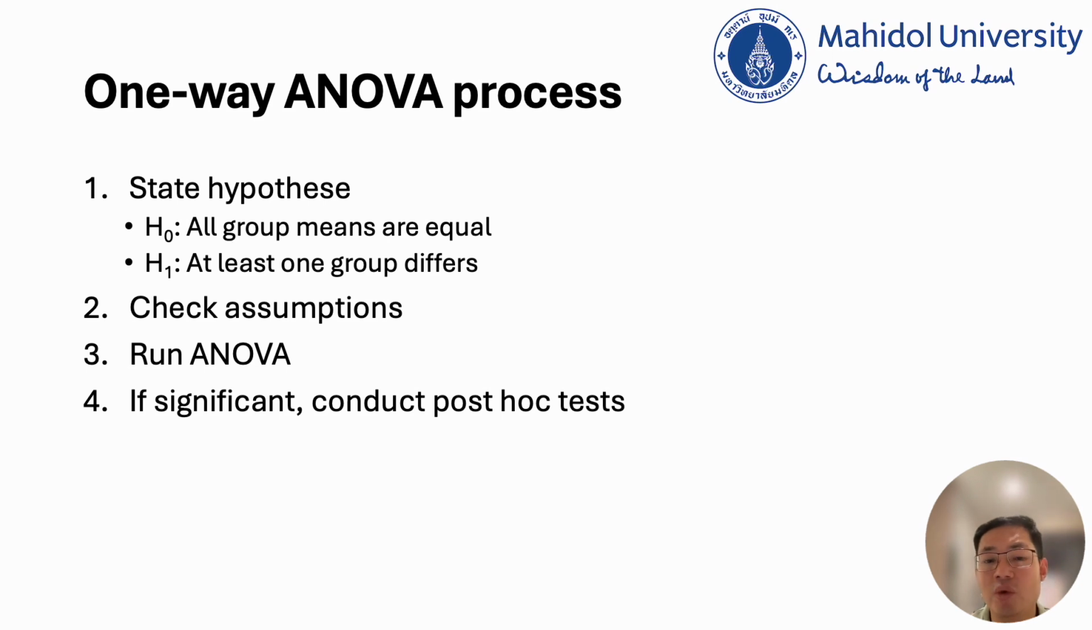To conduct a one-way ANOVA analysis, we begin by stating our hypothesis. The null hypothesis claims that all group means are equal. The alternative hypothesis suggests that at least one group differs. After checking the assumptions, we run the ANOVA test. If the F statistic is significant, that means there is a difference. We then use post hoc tests to find out which specific groups are different.